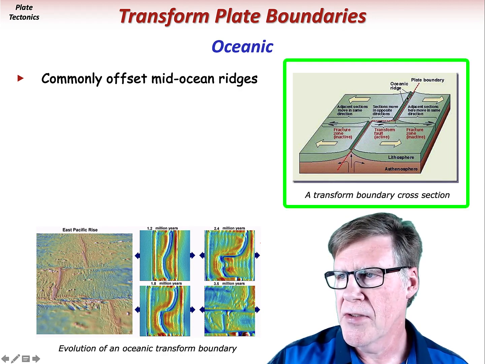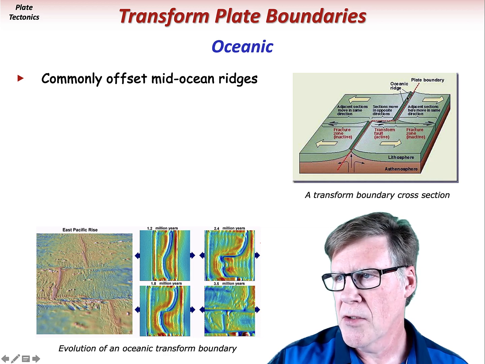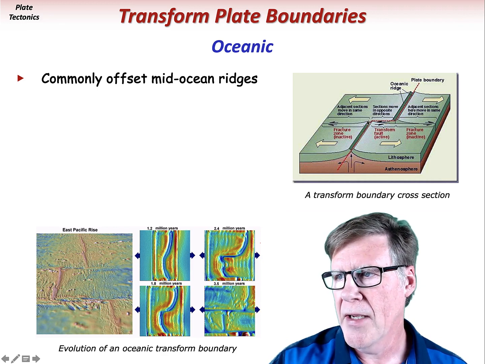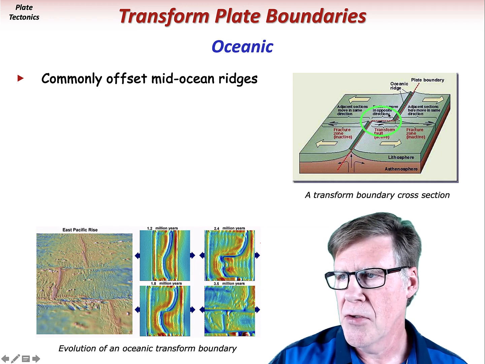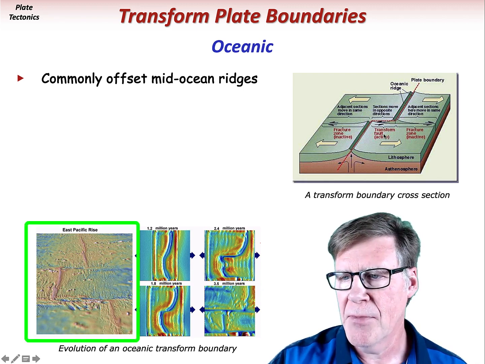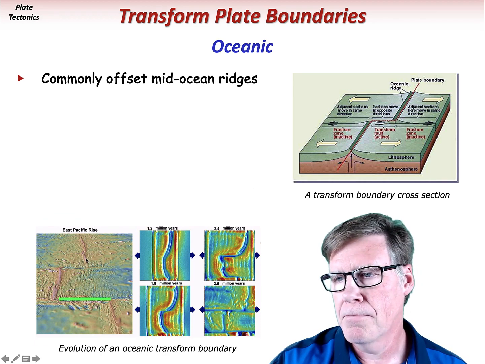Here are 2 mid-ocean ridges, with oceanic crust moving to the left, then to the right from this spreading center, and then same mid-ocean ridge, just offset, plate going that way and that way. And so the transform fault is right here, separating these 2 oceanic plates, this one moving to the left and this one moving to the right. This is along the East Pacific Rise. Again, you can see mid-ocean ridge, offset, mid-ocean ridge. So this offset between the 2 ridge segments, that's the transform fault.